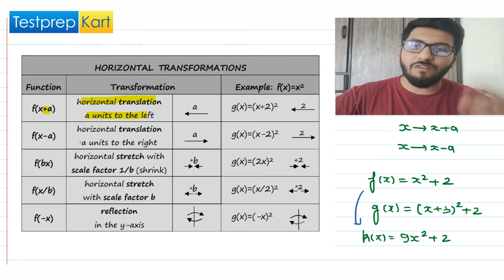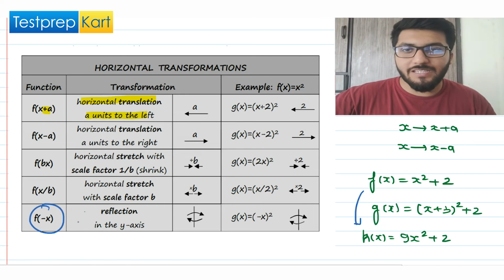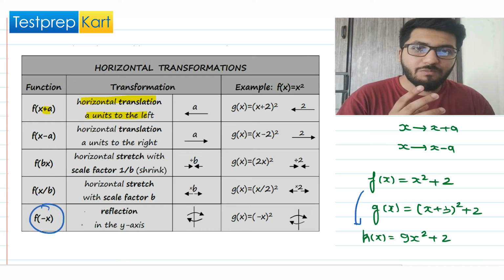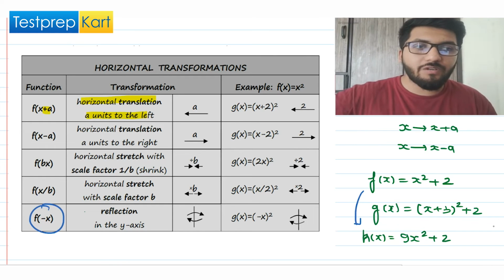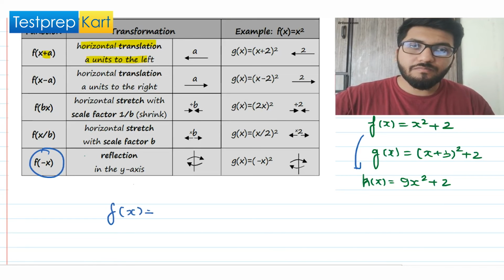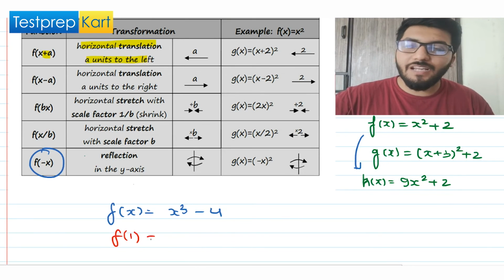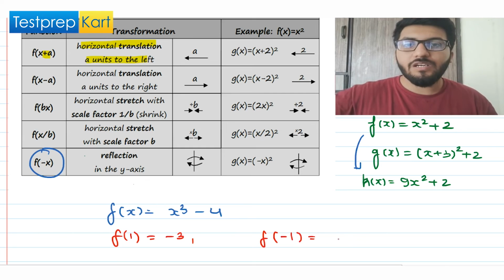The last thing is when we replace the x with minus x. So I'll give you one very good example for this. Okay, let us take, let's say, f of x equal to x cube minus 4. Now for f of 1, we will have 1 minus 4, that is minus 3, and f of minus 1 will become minus 1 minus 4, that is minus 5.